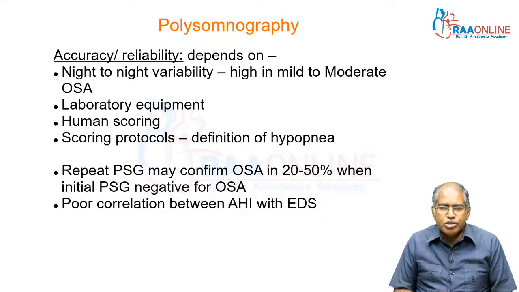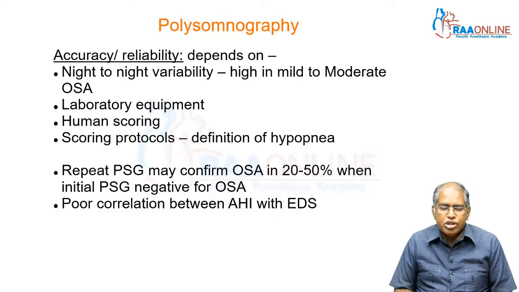As I mentioned already, because there is a significant night-to-night variability in the severity of the obstructive sleep apnea, you can find that about 20 to 50% of patients who had an initial polysomnogram negative for obstructive sleep apnea can be found to have obstructive sleep apnea on the repeat polysomnogram.